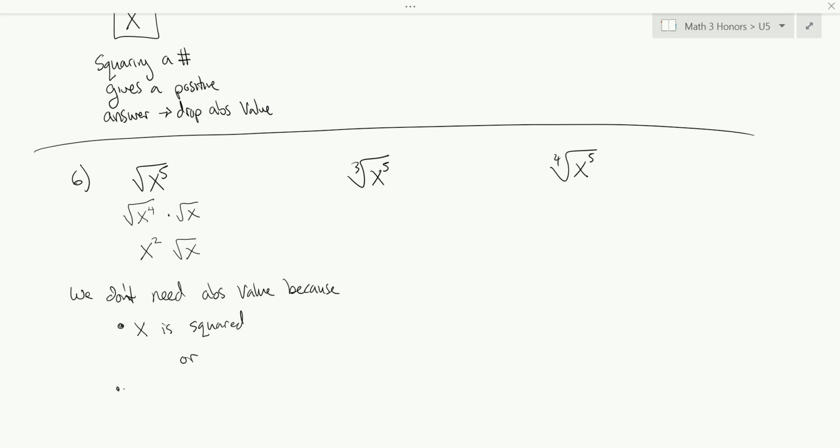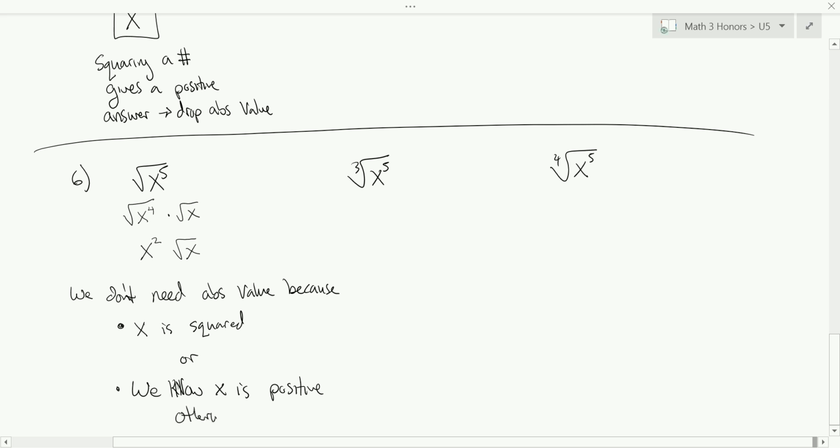Because if x were negative, what would happen here? You'd end up taking the square root of a negative number, and then we'd have imaginary. And I've started saying everything in this unit we have to work with just real numbers, and so if x were negative, we would end up working with imaginary numbers because of the square root of x. So here's another thing we know: x is positive. Otherwise, the square root of x would be imaginary.